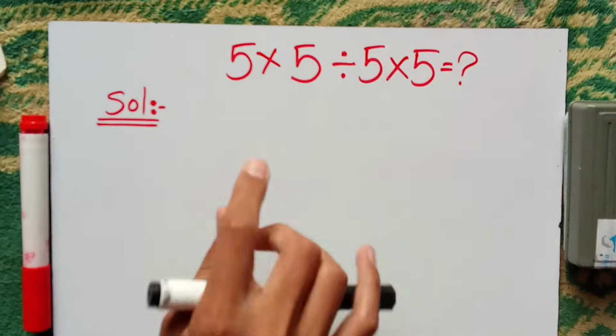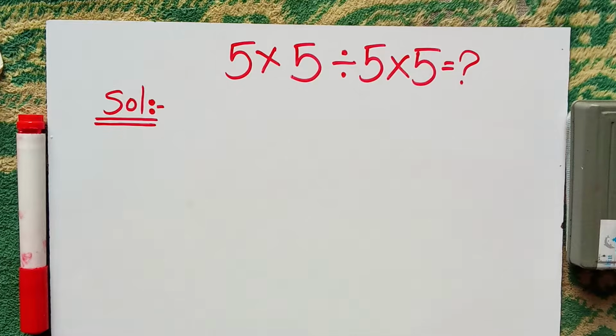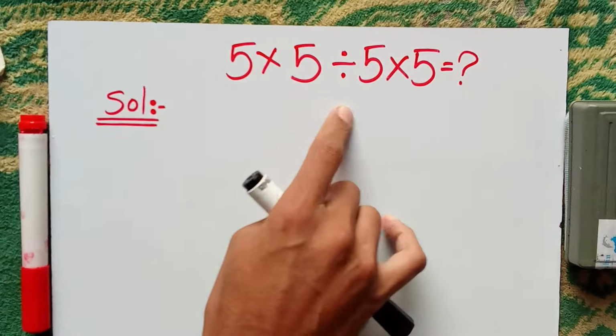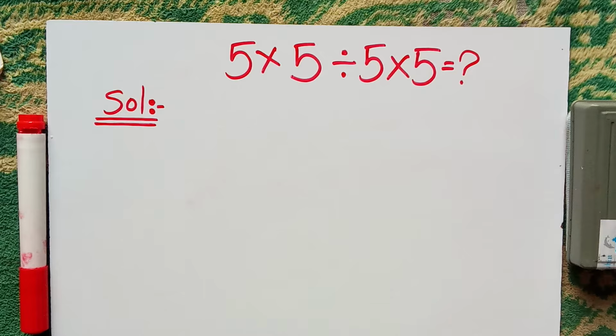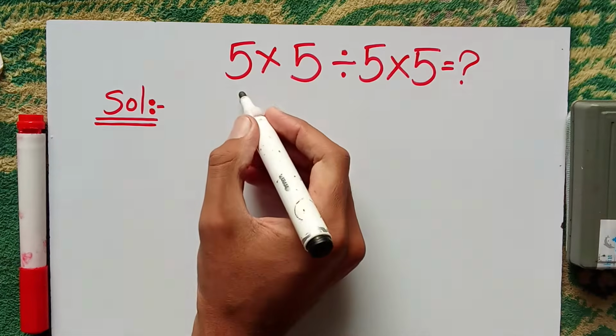In this video, we will find the value of this math question: 5 times 5 divided by 5 times 5. If you know the answer, then send it in the comment section and wait for my answer to see whether your answer is right or wrong. Because most people solve this question by this wrong method.